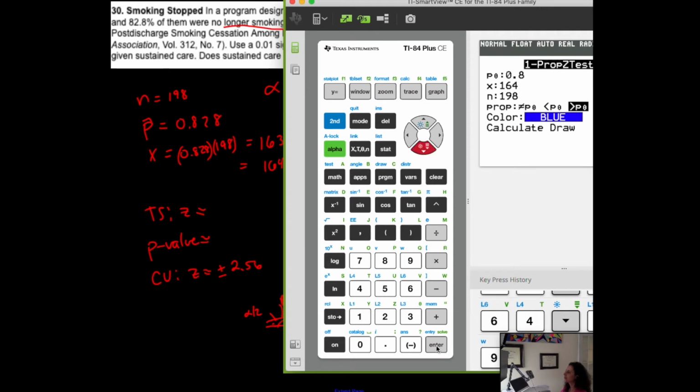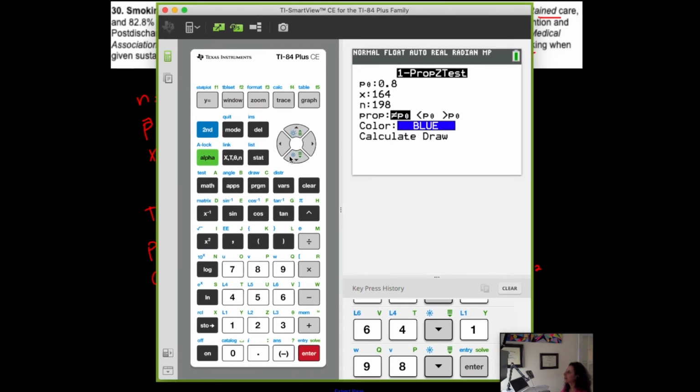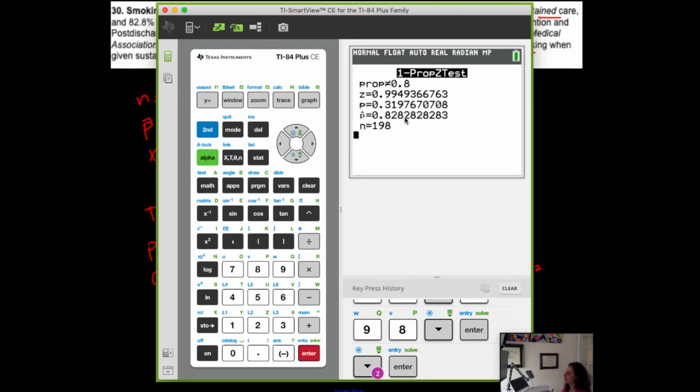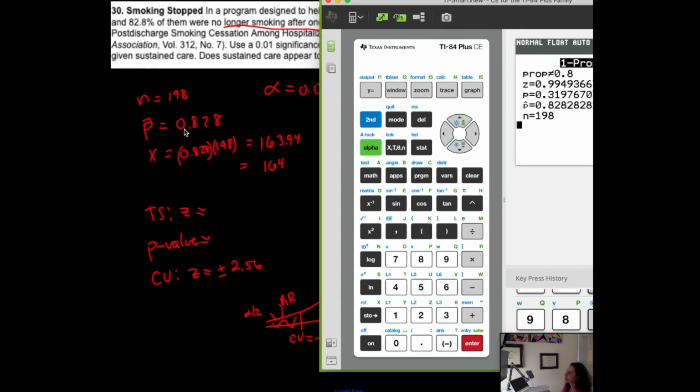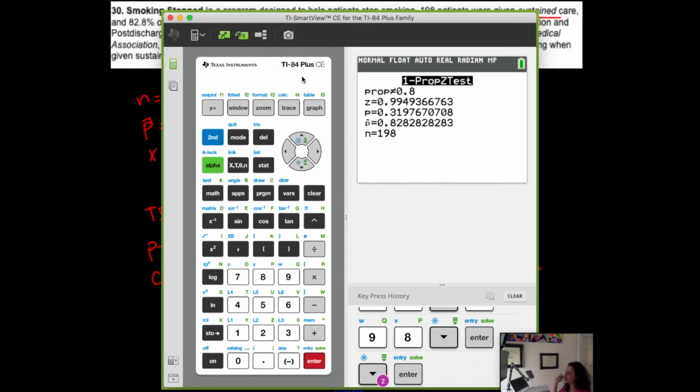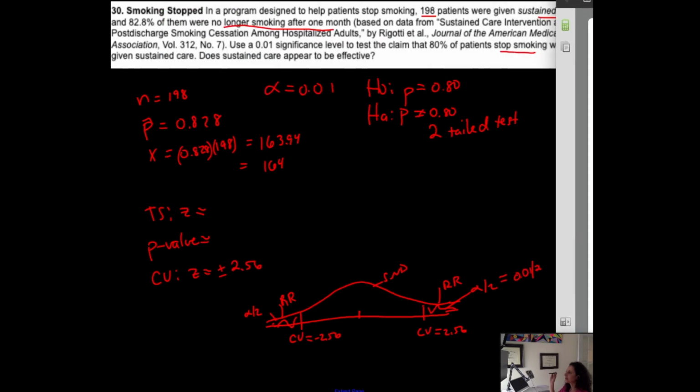And then it's a two-tailed test, right? Make sure that I have not equal to highlighted. Go down, and I want you to notice p hat is 0.82828. This is not exactly the same sample proportion as what is given here, but it's approximately the same. That's why if you are using the calculator trick, you might have a slight error in your results, just based on the fact that you had to approximate x, but it's still pretty close. So my test statistic is 0.99. My p-value is 0.3198. Let me write that down.